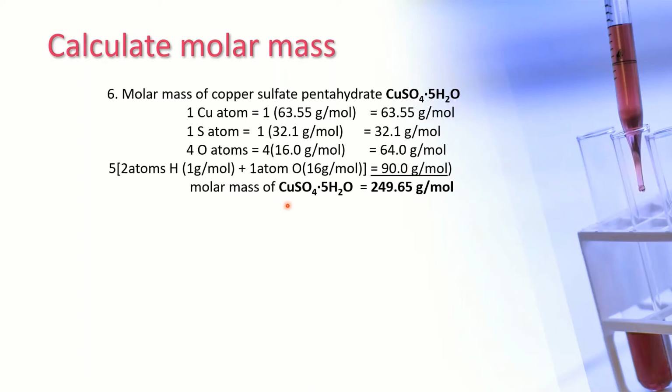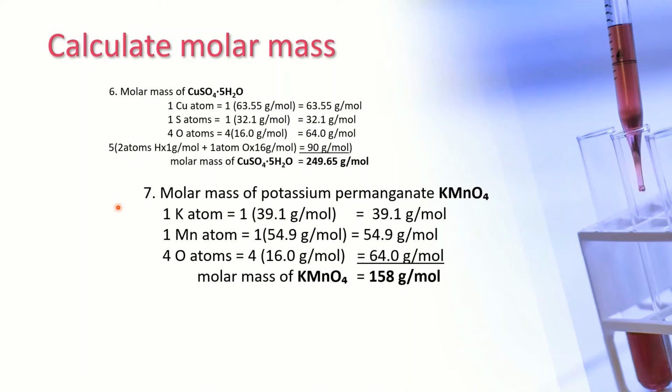So the molar mass of copper sulfate pentahydrate is 63.55 plus 32.1 plus 64 plus 90. It is equal to 249.65 grams per mole.